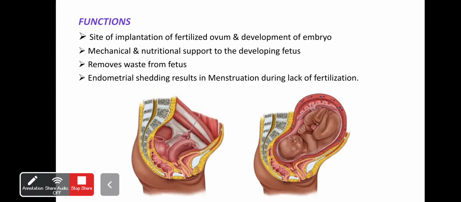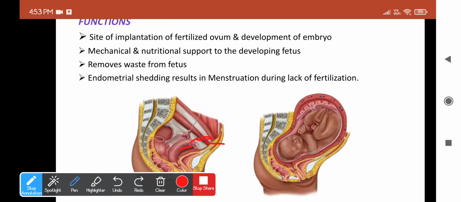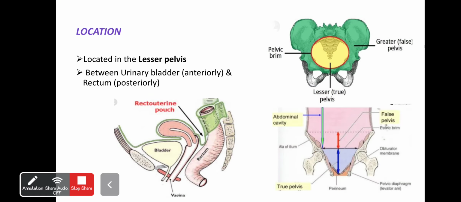So let's see some important functions of the uterus. The uterus is the site of implantation of the fertilized ovum and also responsible for the development of the embryo. It provides mechanical and nutritional support to the developing fetus and also removes waste from the fetus. In case there is no fertilization, the endometrium, which is the innermost layer, sheds and results in menstruation. So these are the important functions of the uterus.